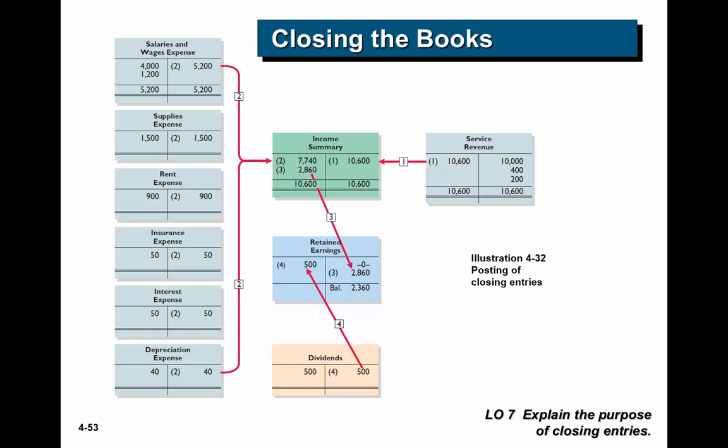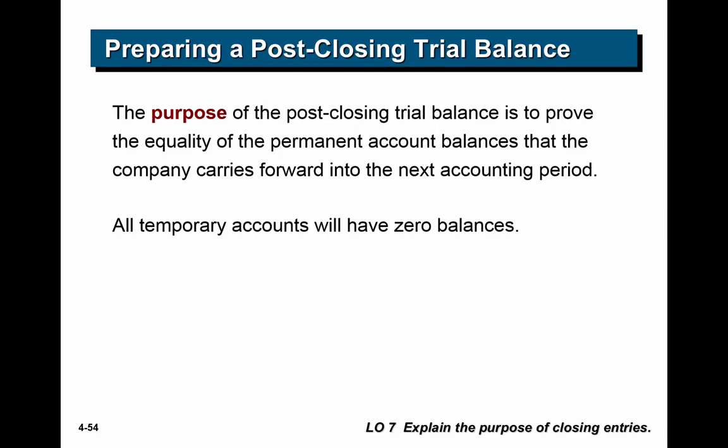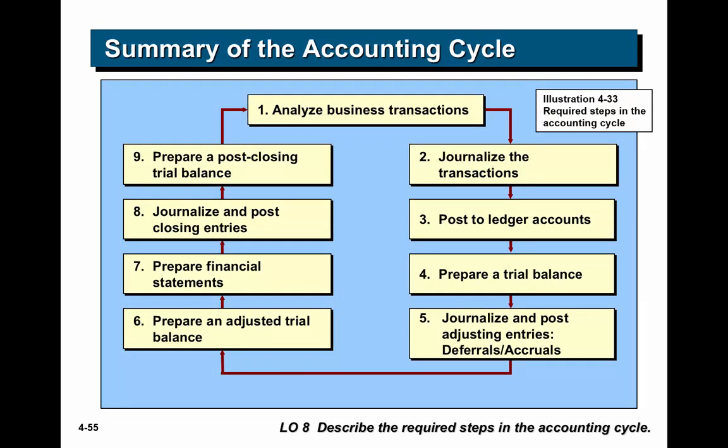And if you remember all the way back to when we did our statement of retained earnings, you'll have noticed that retained earnings started with zero, added $2,860 in net income, deducted $500 in dividends, and ended up with a balance of $2,360. All right, finally, we'll create a post-closing trial balance, which will in essence just have the permanent accounts on it. It'll have the assets, the liabilities, and the equity accounts. None of the revenue, expense, or dividend accounts will be there because they all have balances of zero now that we've closed it. And we're ready to start a new period with zero revenue, zero expenses, and zero dividends.